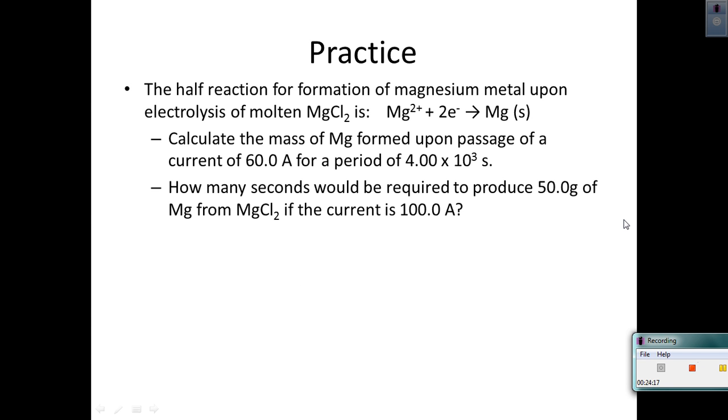Alright, the next problem is about magnesium chloride, molten magnesium chloride. So we know that the magnesium is going to be reduced, and there's the reduction reaction. So I want you to calculate the mass of magnesium formed when you use 60 amps for a period of 4 times 10 to the 3 seconds, or 4,000 seconds. So let's stop the recording and give you guys a couple of minutes to calculate that, and then we can play the recording again and I can show you the answer.